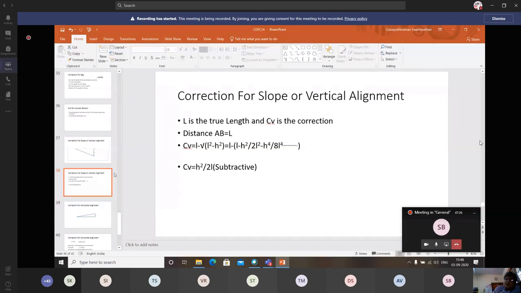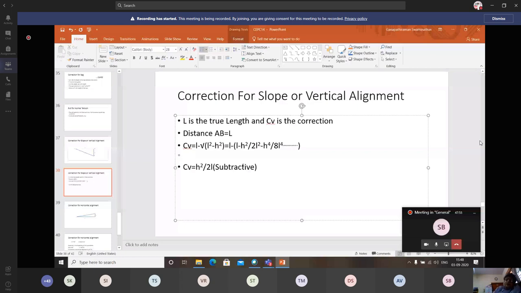If you expand it, L square minus H square becomes L square into 1 minus H square by L square, to the power half. By binomial expansion, 1 plus x to the power n is equal to 1 plus nx plus n into n minus 1 into x square by factorial 2 plus n into n minus 1 into n minus 2 by factorial 3 into x cube, and so on.